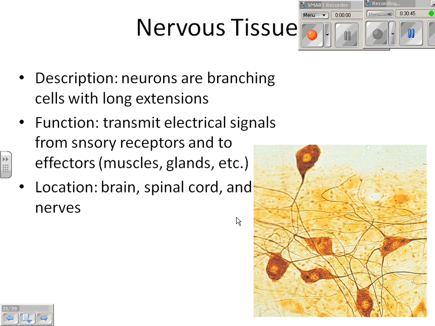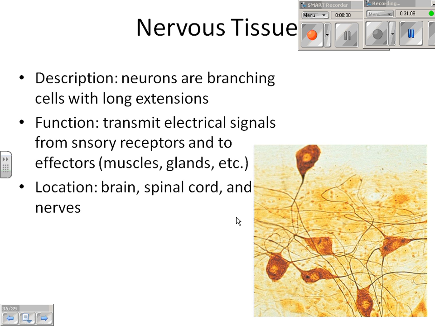All right, now we're done with connective tissue. I'm going to just introduce you to nervous tissue and muscle tissue. These are the other two types of tissues that you may encounter. I really want you to concentrate on epithelial tissue and connective tissue, but we do need to touch on nervous tissue and muscle tissue.